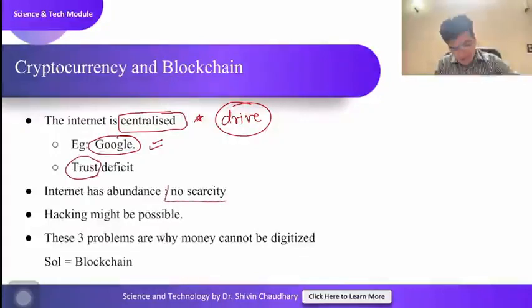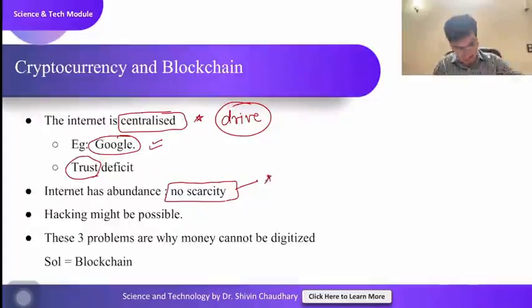Second, there is no scarcity on the internet, right? If there is an image on the internet, it has no scarcity. You cannot say this is the only one. Anyone can copy it, anyone can paste it, put it anywhere. So there is no scarcity, right? But in money there is scarcity. You cannot just copy one note, press Ctrl C on a 1,000 rupee note and make 2,000 rupee notes, right? You can't do that. So the second problem on the internet is that there is no scarcity.